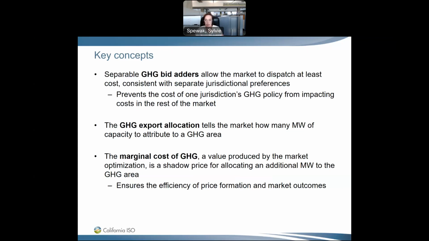So here it's sort of the same thing, where the marginal cost of GHG is not referring to a resource's compliance cost, but it's referring to the value we get when we relax the GHG export allocation by 1 megawatt. And that tells us what the cost of serving the GHG regulation area is compared to the non-GHG regulation area. This value is produced by the market optimization, and it ensures the efficiency of price formation and helps us settle efficient market outcomes.